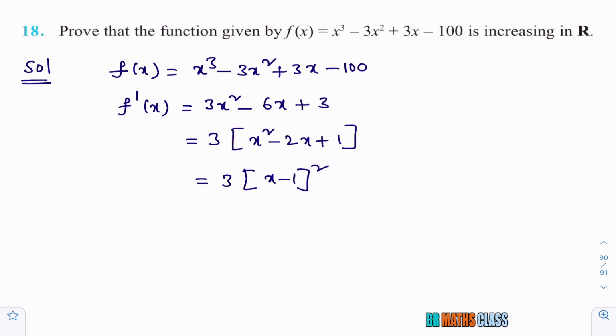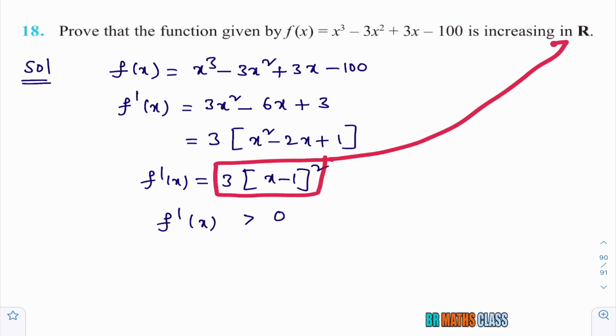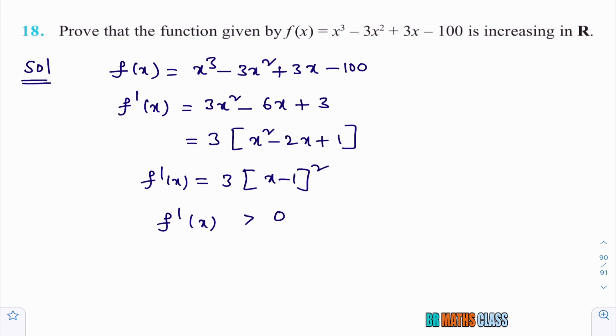Now the point is, here whole square is there. So x minus 1 whole square is clearly positive. And when I take x equal to 1, this x minus 1 whole square will be 0. Whatever real x value you take, f dash of x is not negative. There is a chance that this is equal to 0 also. If you put x equal to 1, this will become 0. So f dash of x is greater than or equal to 0 for all x belongs to R.